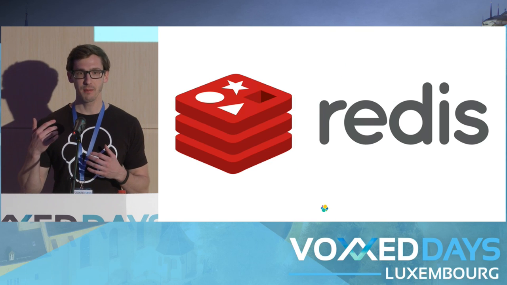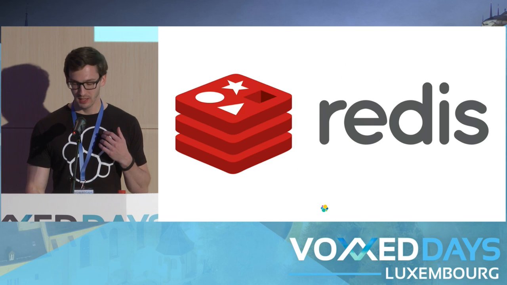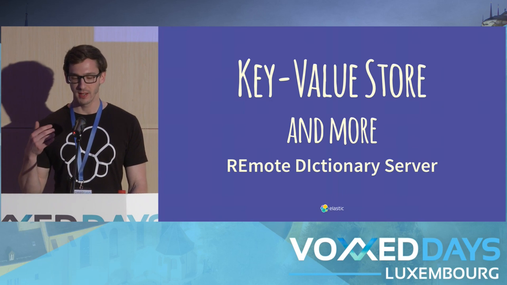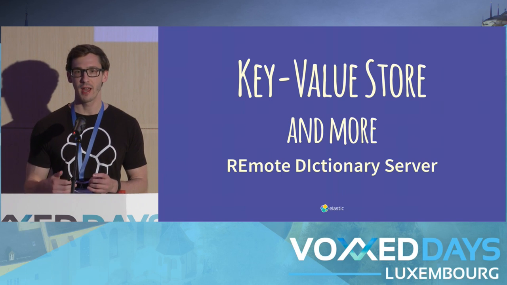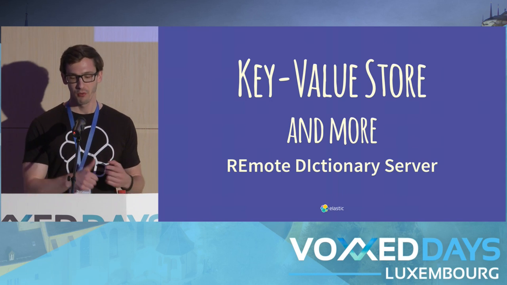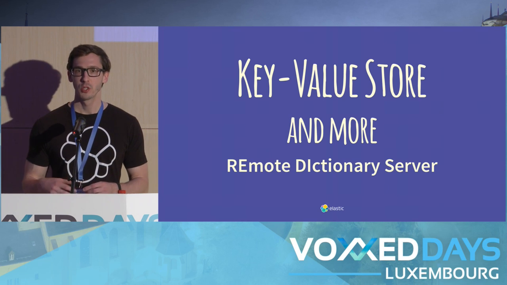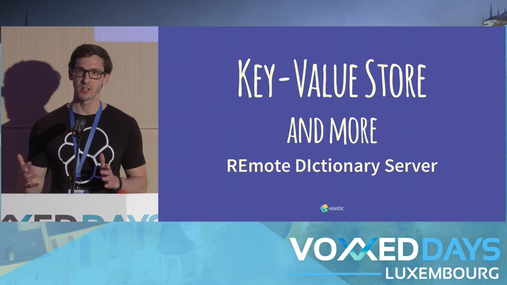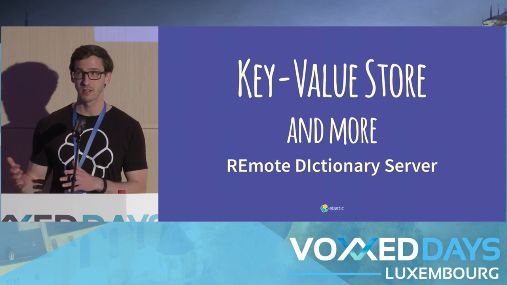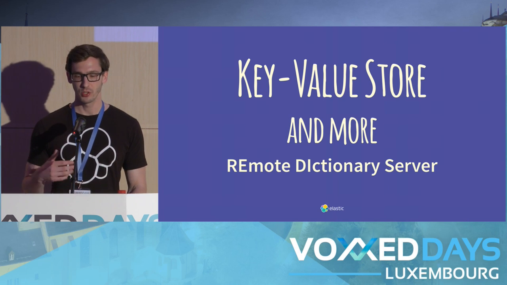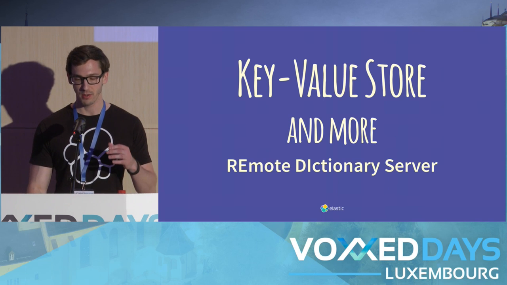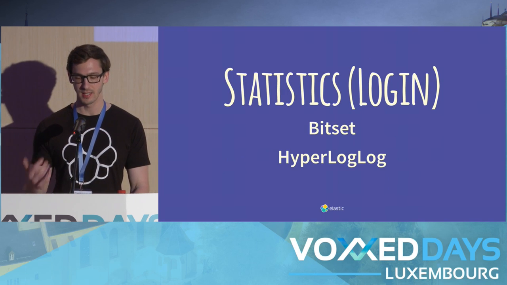Okay, next up, Redis. Simple key value store, though it's providing some more stuff, and the name Redis actually comes from remote dictionary server. So you have some more advanced data structures like lists, sets, sorted sets, which Redis can use. But what we look at is statistics.